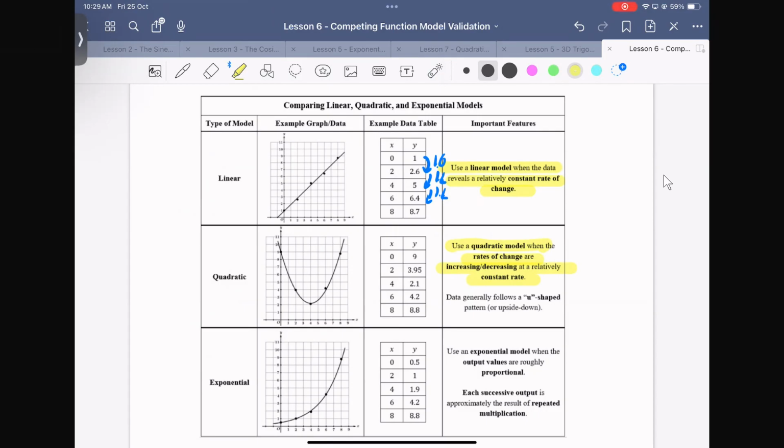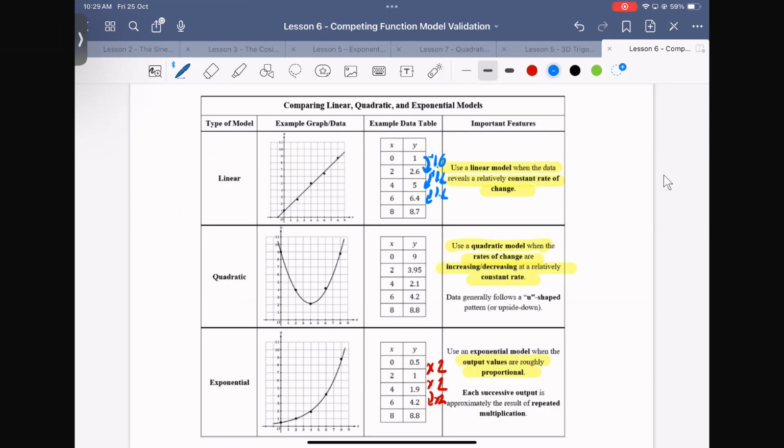Exponential model. This is when the output values are roughly proportional. Now, in this case, with the linear ones, we're adding the same amount. Now here, we're going to be multiplying by the same amount. So here we're timesing by 2. Here you're timesing by something just less than 2, but it's almost 2. And again, it's roughly timesing by 2.